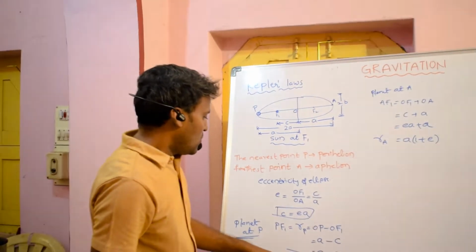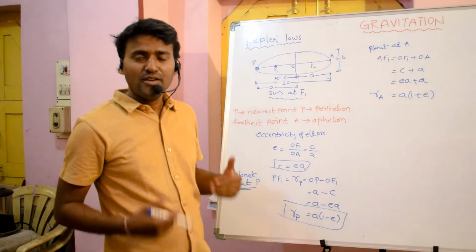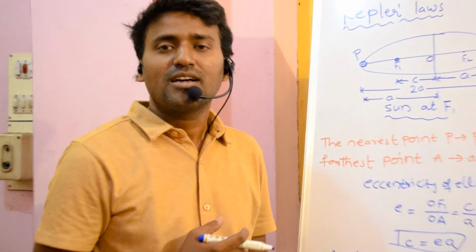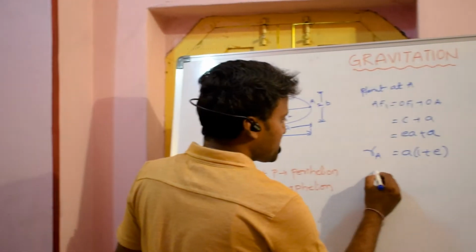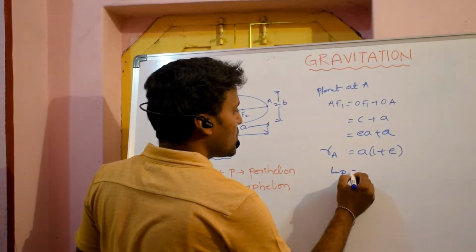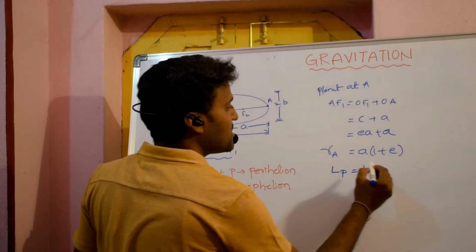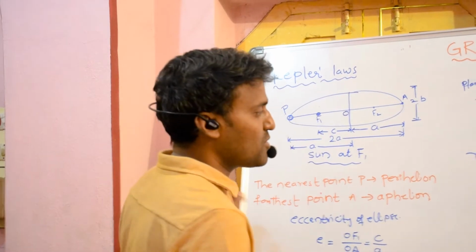Now one is RP, one is RA. If I want to apply conservation of angular momentum, the angular momentum at point P is equal to the angular momentum at A. What is the angular momentum formula?